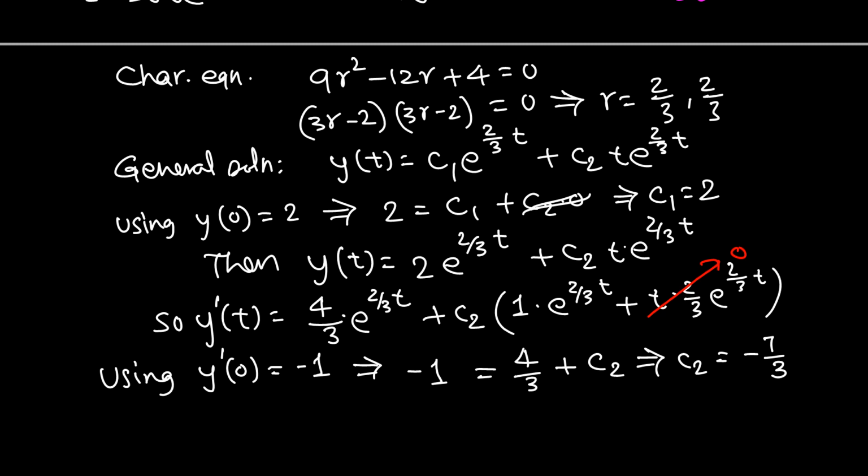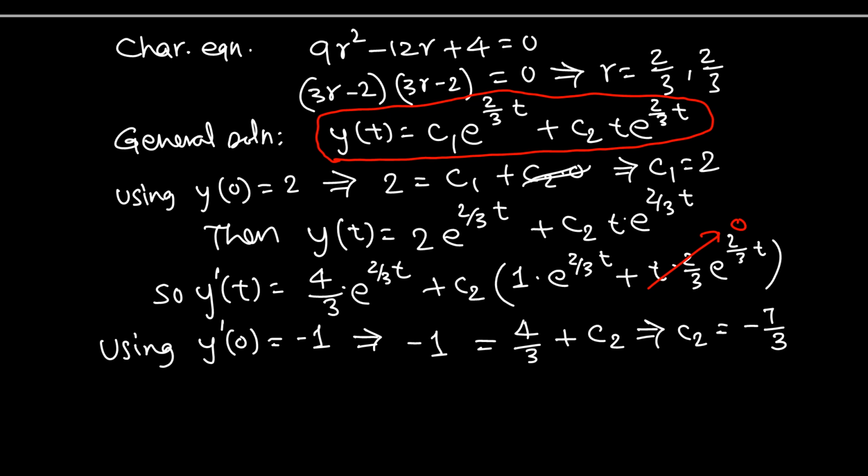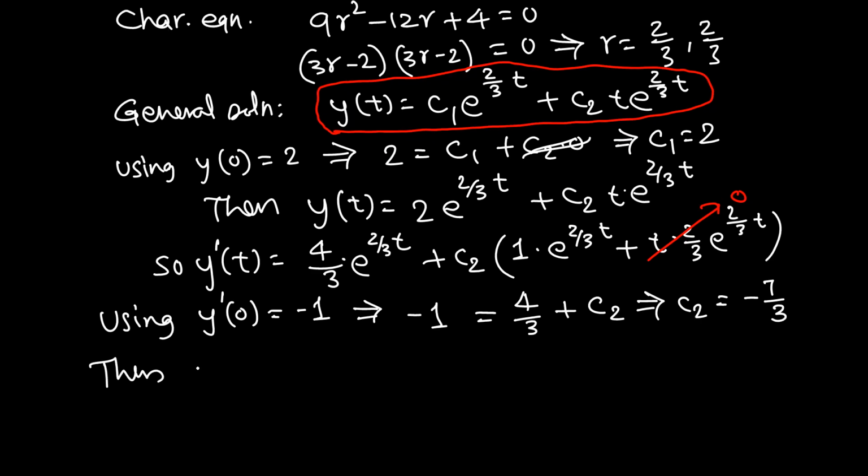So the solution is given by y of t, not y prime, with c1 equal to 2 and c2 equal to -7/3. The particular solution: y equals 2 e raised to 2/3 t, plus -7/3 t e raised to 2/3 t. Final answer.